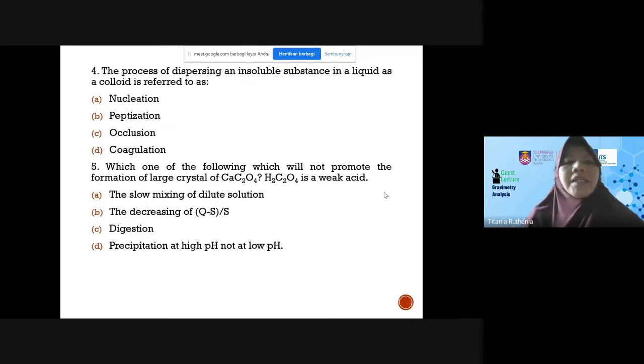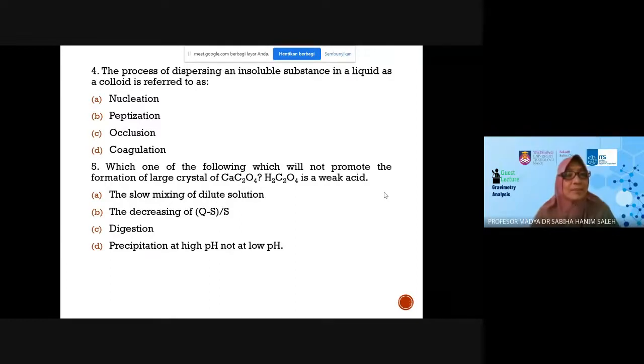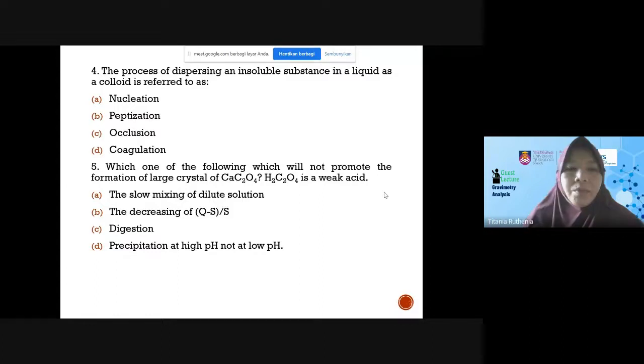Numbers 5 and 6 here. Number 5, the process of dispersing an insoluble substance in a liquid as a colloid is referred to as A, B, C, D. Which one? D. B. B, yes, B.